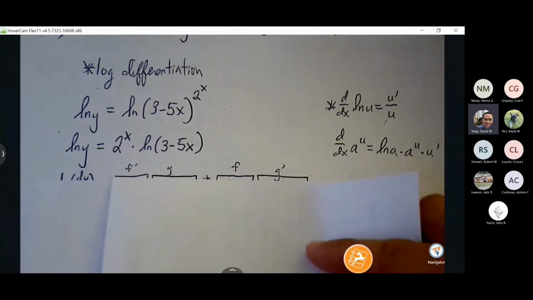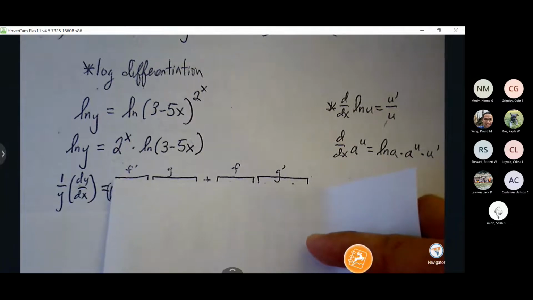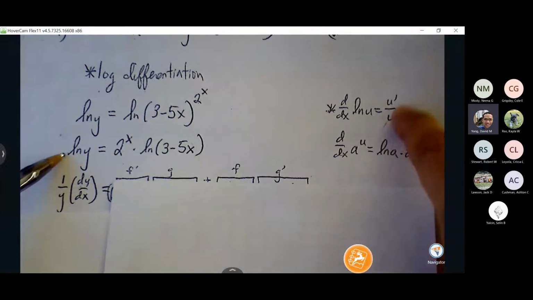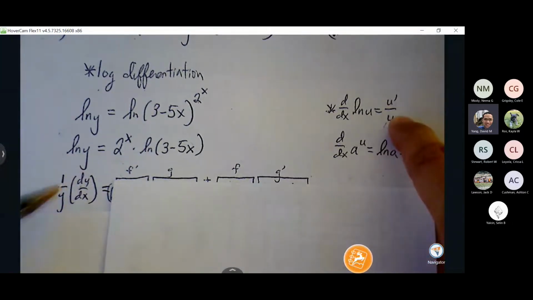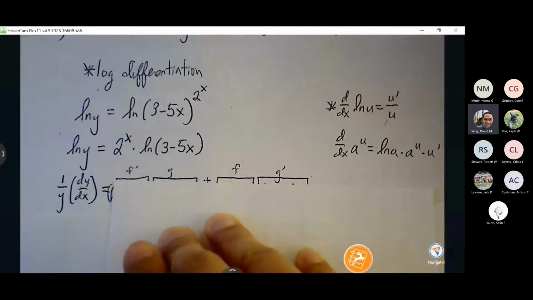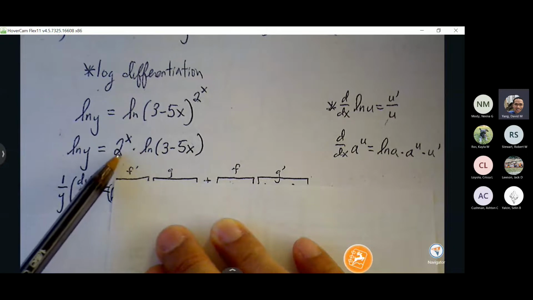Okay, so we start off with 1 over y dy dx. The derivative of natural log of y is u prime over u, so 1 over y, but we need to attach dy dx because we have to collect our dy dx because of implicit differentiation. All right, f prime, that's a to the u, a to the u. We get natural log of 2 times 2 to the x times 1.